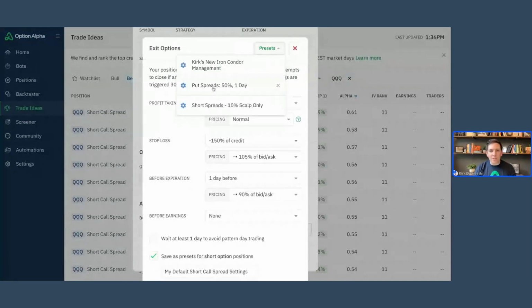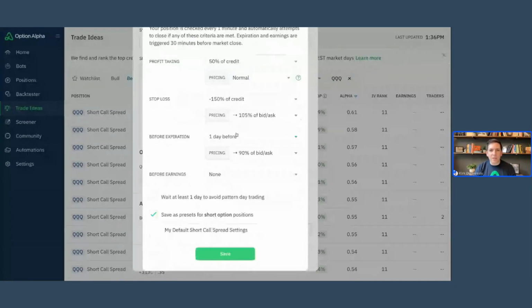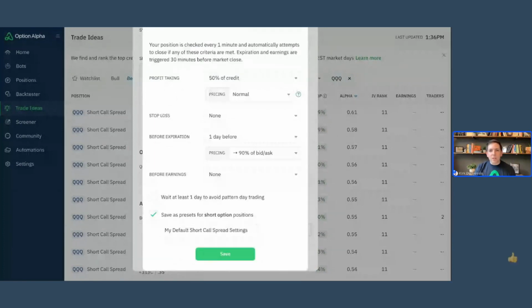I'm going to save this as a default and I'm going to take out the stop loss because I don't want to use a stop loss. So once I'm good to go here, then I hit save. Now my entire trade is completely filled out.